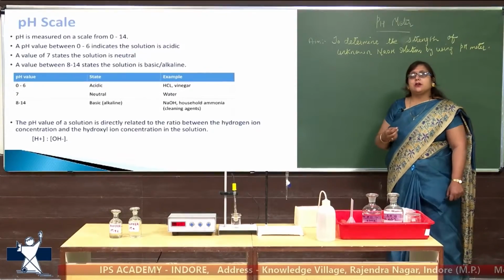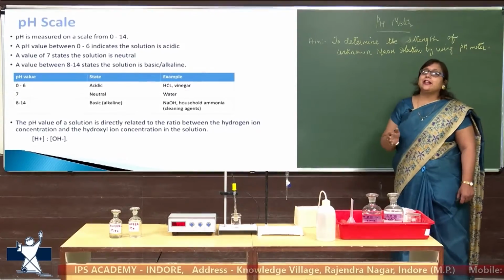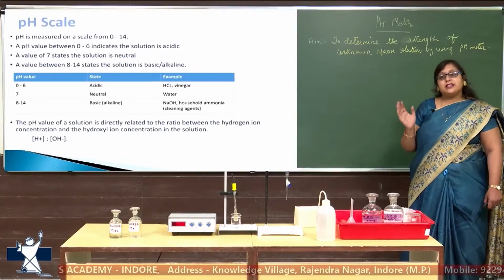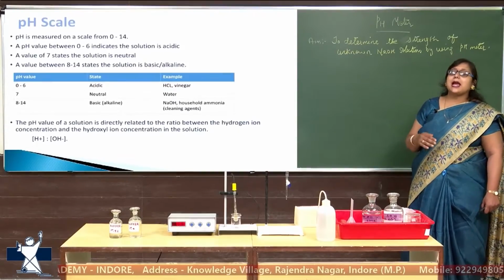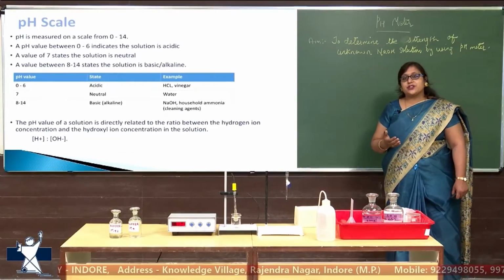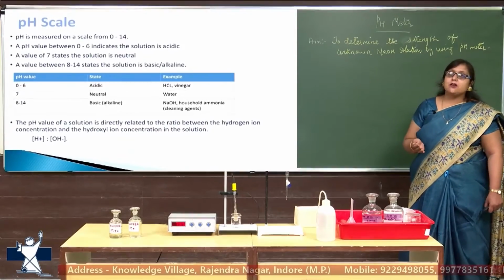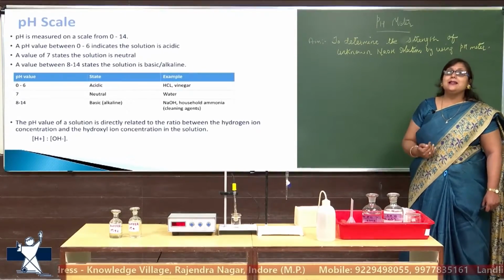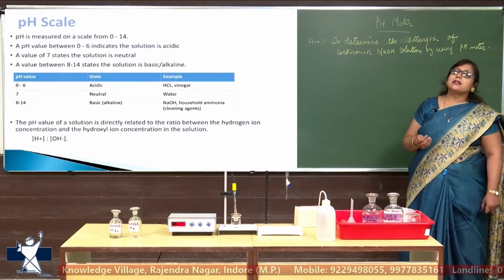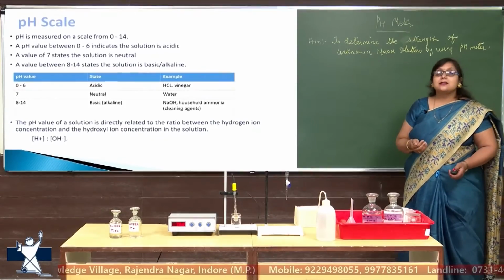The pH value of the solution is directly related to the ratio between the hydrogen ion concentration and the hydroxide ion concentration. If it is acidic, then it shows the hydrogen ion concentration, and if it is basic, then it shows the hydroxide ion concentration in the solution.